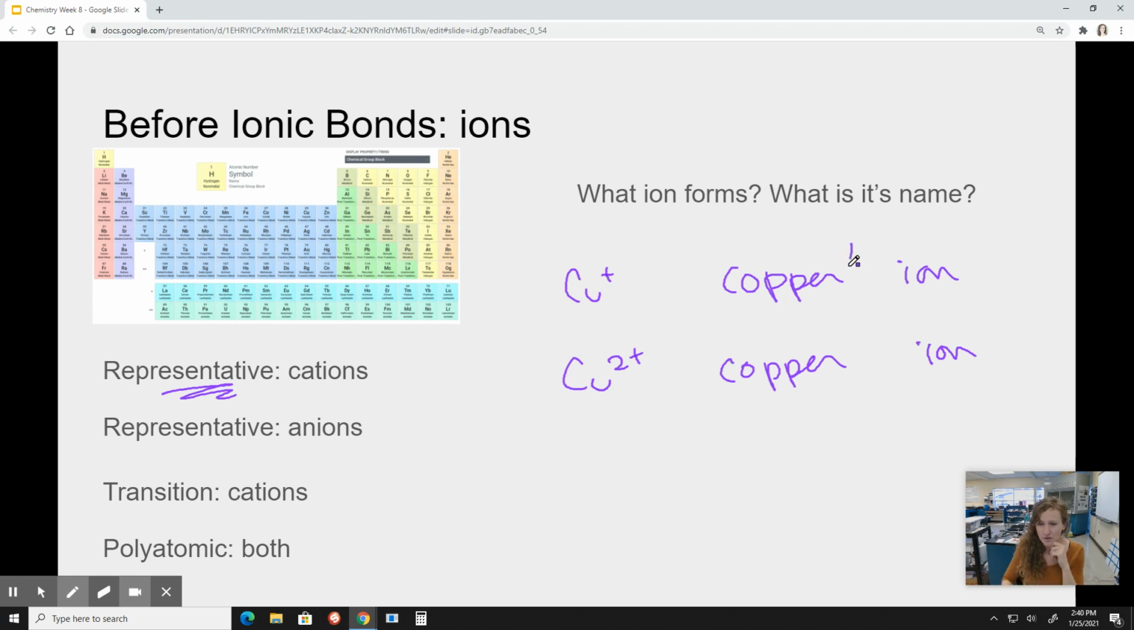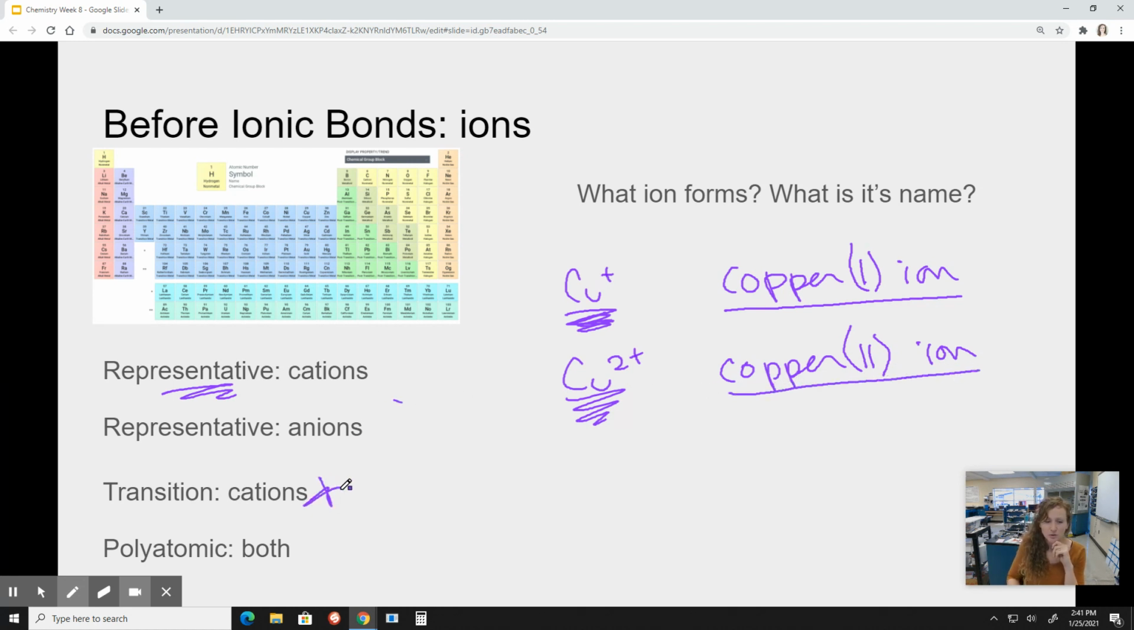And so here's what we do. We put the charge as a Roman numeral. So the copper that has the 1+ charge, we call it the copper 1 ion. The copper that has the 2+ charge, we call it the copper 2 ion.